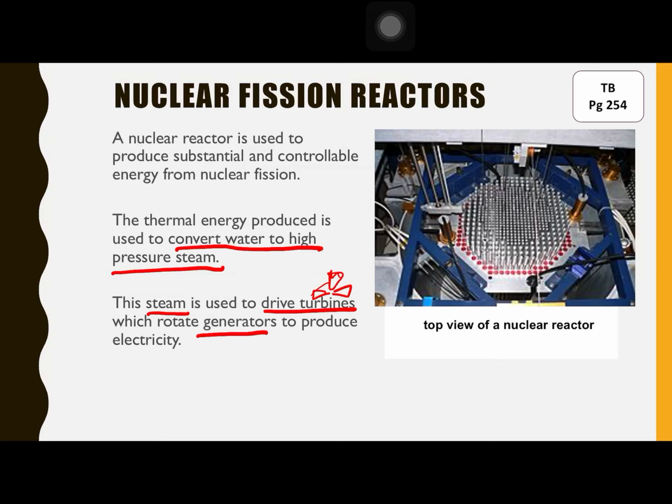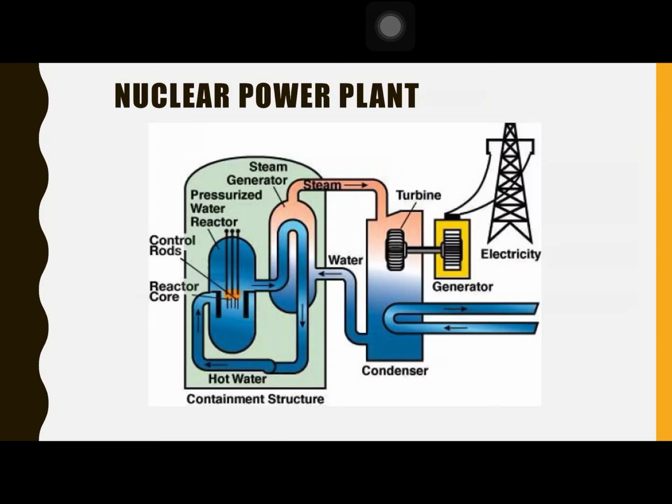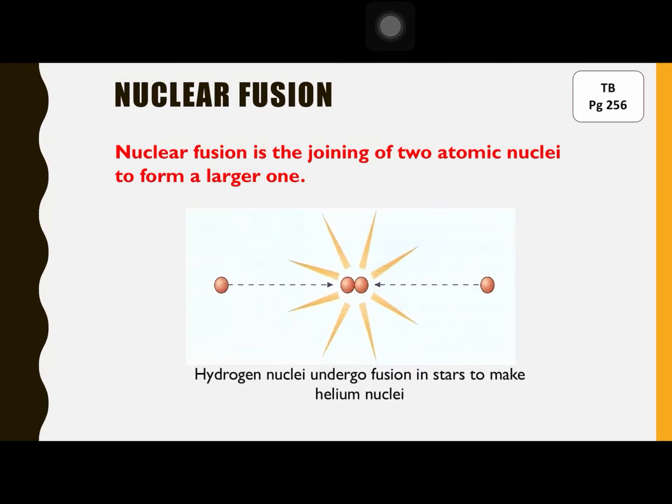We have learned this in the last topic on electromagnetism. Go to page 254 of your textbook. Please read through the entire process, okay? So this is how a simple diagram of a nuclear power plant will look like, which we have also gone through last year on the topic of energy.